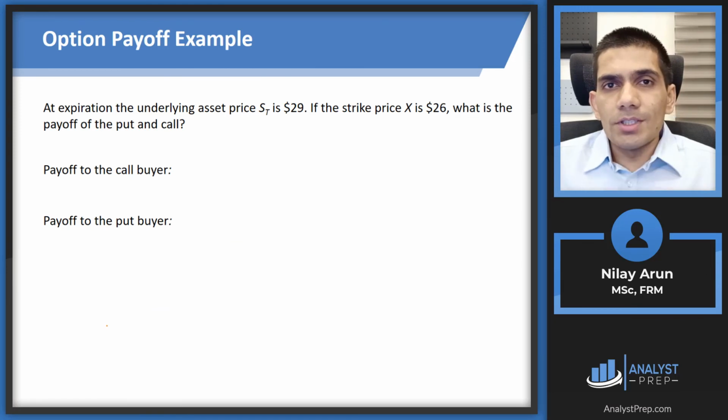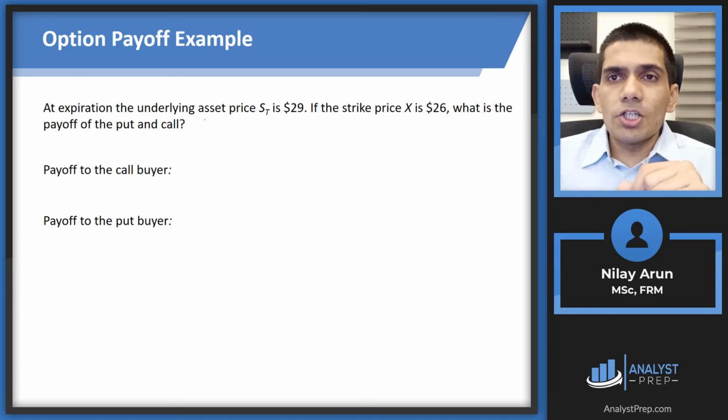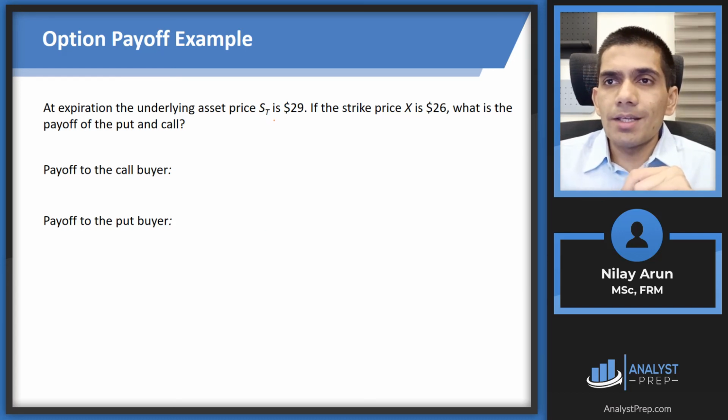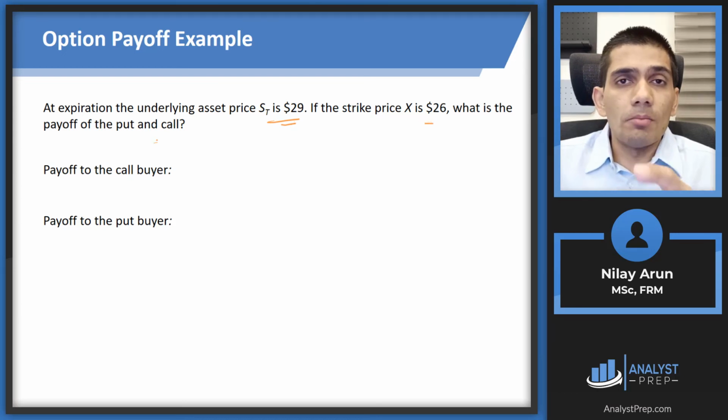Now let's look at a couple of examples. So we look at the option payoff first and then we go on to the option P&L. Now at expiration, the underlying asset price ST is $29. Strike price is $26. What is the payoff of the put and call? Remember payoff, which means we are ignoring the option premium. Now, what would be the payoff to the call buyer? So your final price at maturity is 29 and strike price is 26.